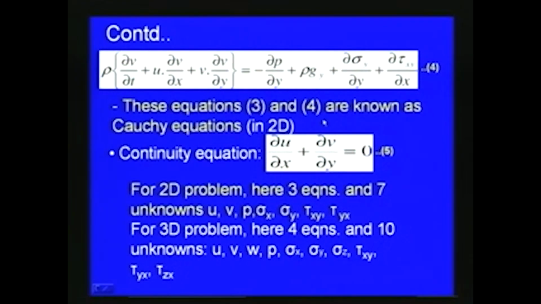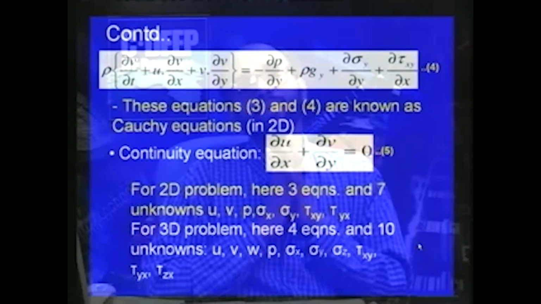So, if you consider these 3 equations of motion derived using Newton's second law and the continuity equation, we will have 4 equations, and then we can see that there will be 10 unknowns: u, v, w, the velocity components, and the pressure p, and 3 normal stress components sigma x, sigma y, sigma z, and 3 shear stress components. So, 3 plus 3 plus 3 is 9, plus 1, 10 unknowns for general cases, and here we have got 4 equations.